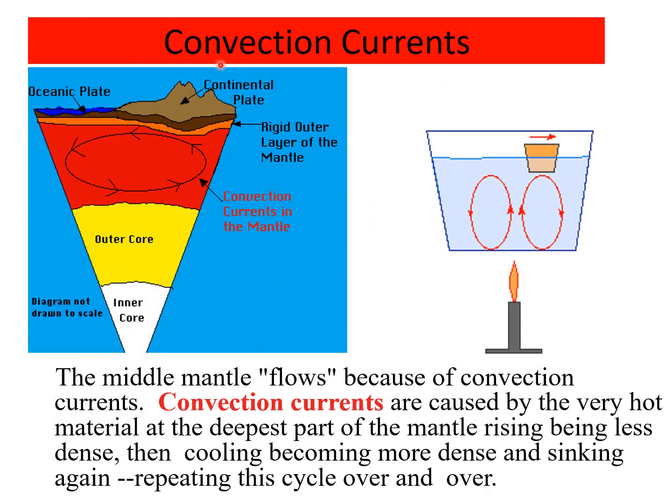As we all know already about convection currents, just try to look at this illustration here. You have a candle, a glass, the water, and this is your cork. The cork represents your continental plate or your oceanic plate. The water compares to this area, and the candle compares to your outer core and your inner core.